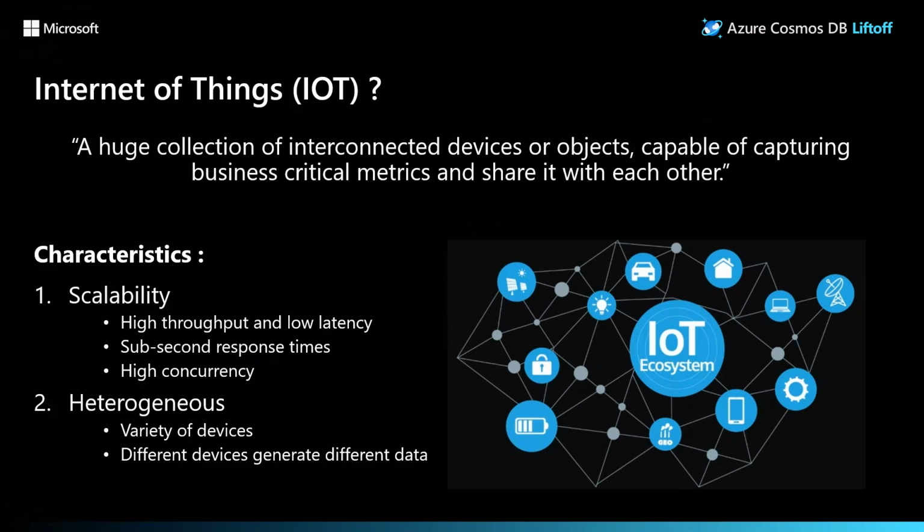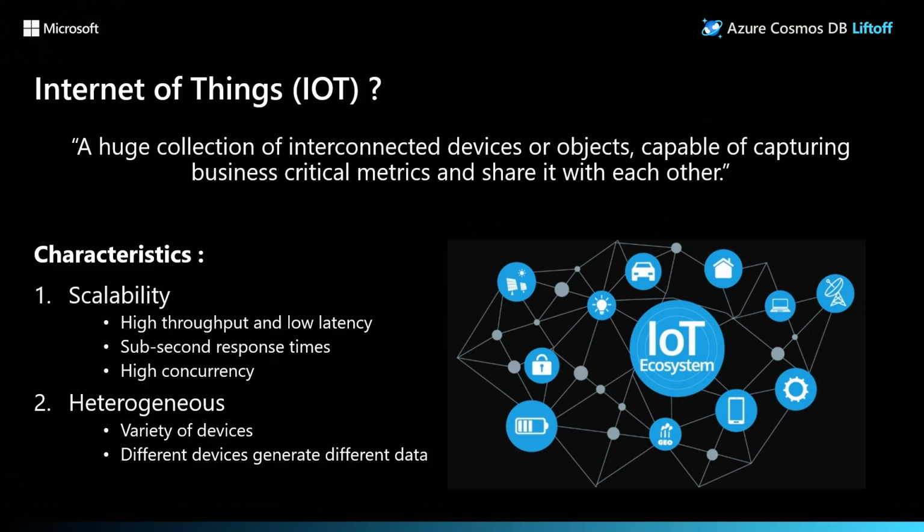Before we move further, let me quickly brief you on what IoT is. IoT is basically a huge network of interconnected devices which are capable of transmitting data over the internet or private networks. Sensors, gadgets, and appliances are some of the common examples.